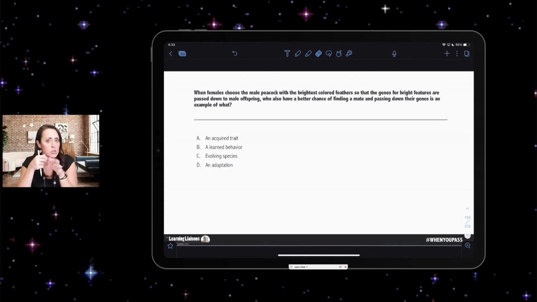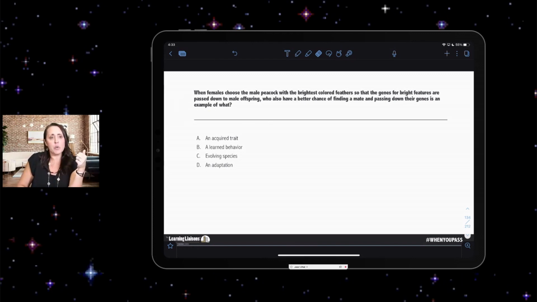And just in case you know, when it comes to birds, your male birds are always the most beautiful birds. They're most colorful because that is how they find and attract mates. The better chance of finding and attracting the mate and passing down their genes is an example of, is this a trait that is acquired? Is this a learned behavior? Is this how the species evolves or changes, or is this an adaptation?